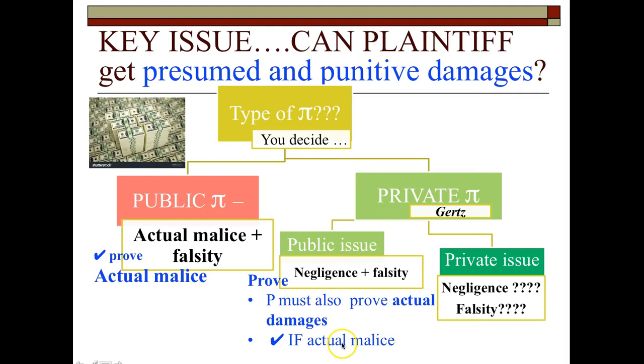If you elect to prove this higher level of fault, actual malice, you're going to get these presumed and punitive damages. A private plaintiff on a private issue is allowed to recover presumed and punitive damages without any special burden of proof. Okay, so the impact of this presumed and punitive damages rule is typically triggered by a private plaintiff, public issue, because if they want that type of damages, they have to up the level of fault they prove.